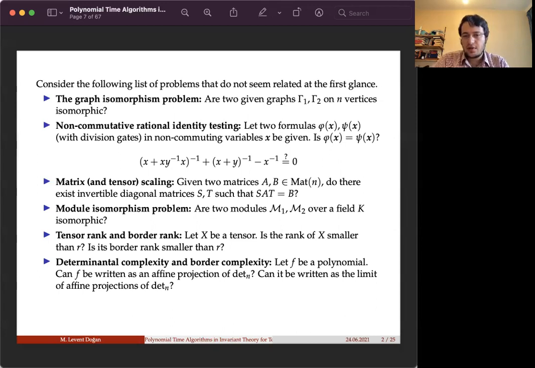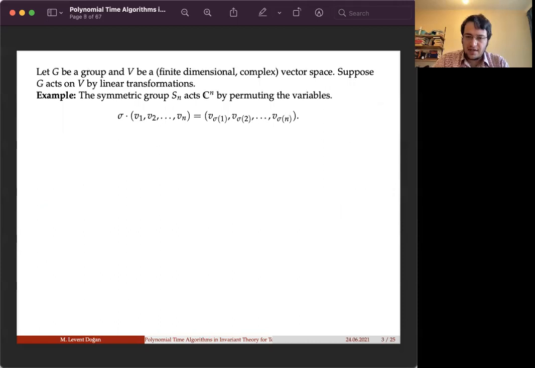So these problems are actually all instances of certain orbit problems that we will discuss in the talk. The setup is that we have a group G, we have a vector space, and the group G acts on the vector space by invertible linear transformations. So the standard example is the action of the symmetric group on n-dimensional vector space by permuting the coordinates. So this captures, for example, the isomorphisms of graphs. The symmetric group permutes the vertices of a graph and produces an isomorphic graph.